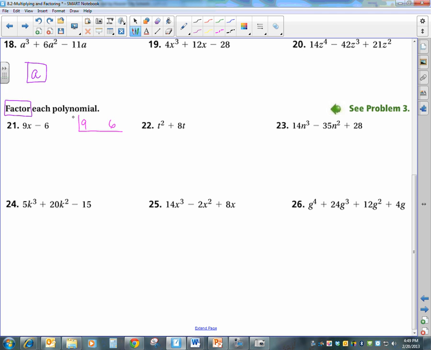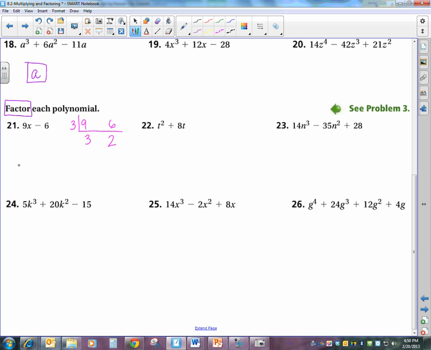What number goes into both of those? I'm going to go for 3. 3 goes into 9 3 times. 3 goes into 6 2 times. So 3 and 2 have nothing in common. So my GCF is 3.